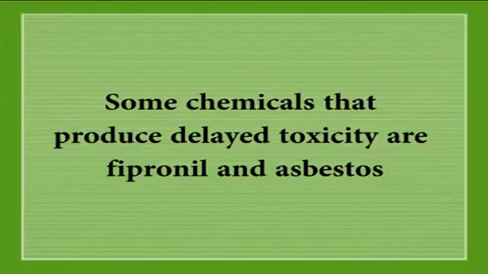Lastly, delayed toxicity. Delayed toxicity may occur many years after exposure to a chemical and is most often only discovered by retrospective epidemiological studies. Some chemicals that produce delayed toxicity are fipronil and asbestos. Epidemiological studies are crucial to the detection of further occurrence of delayed toxicity.